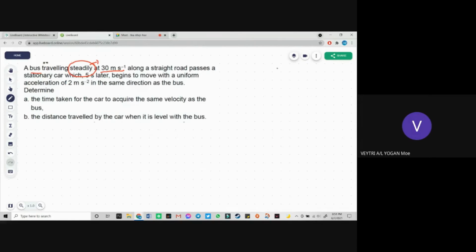Steadily means how? Basically, you're talking about constantly juga kan? So when you're talking about constantly, ini unit kepada velocity. When this is the unit for velocity, constant velocity means what? No acceleration atau 0 for the value of acceleration. Alright? Now, a bus traveling steadily at 30 meters per second along a straight road passes a stationary car. Sekarang ada kereta pula. So we are talking about a bus and a car. Bus, just now you know, no acceleration and 30 meter per second for velocity.